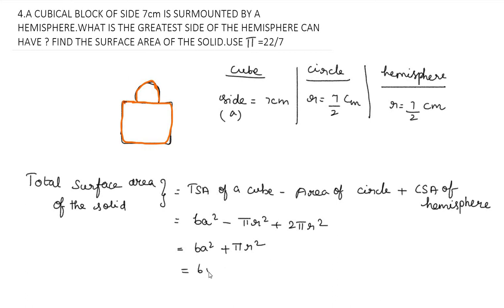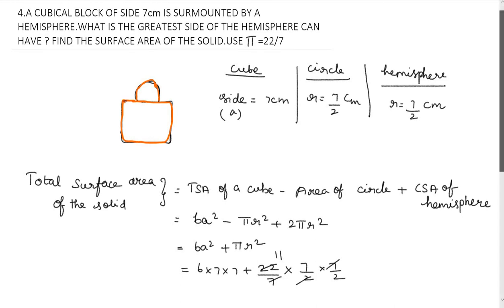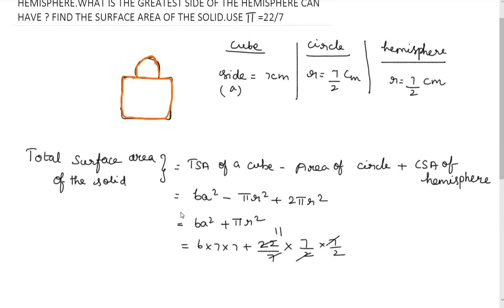6 into 7 into 7 plus we have to take pi as 22 by 7 into r square, which is 7 by 2 into 7 by 2. 7 and 7 cancel, 2 ones are 2, 2 elevens are 22. So what will you get? 6 into 49 is 294, plus 11 sevens are 77 by 2.